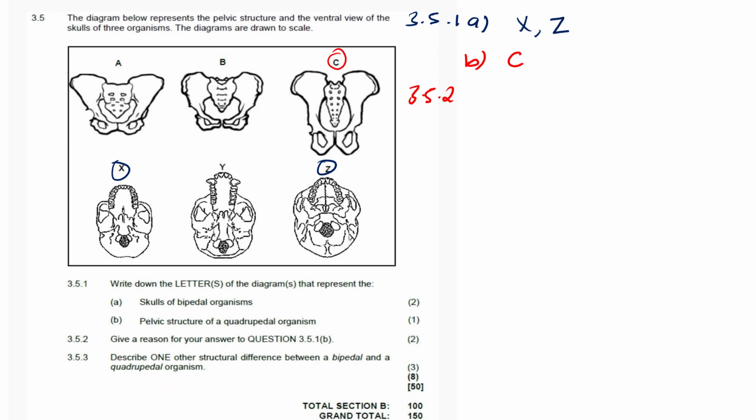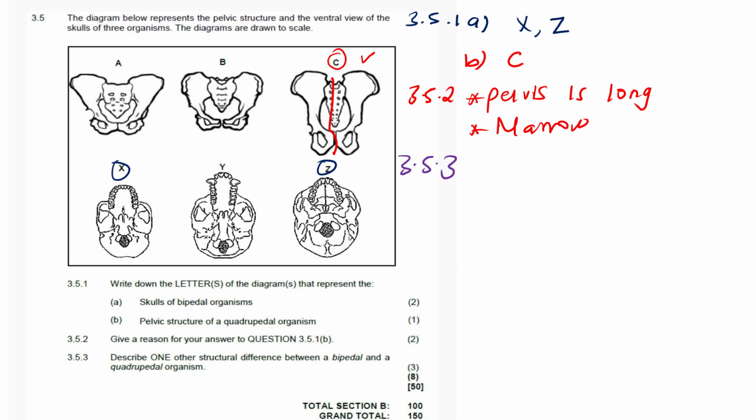3.5.2, give a reason for your answer in question 3.5.1b. It is the pelvic structure of a quadrupedal organism, therefore it is because the pelvis is long, and also because it is narrow. It is long and narrow. Very good.